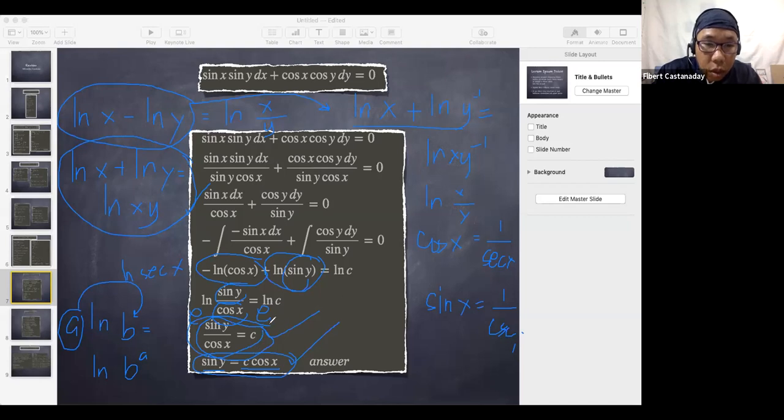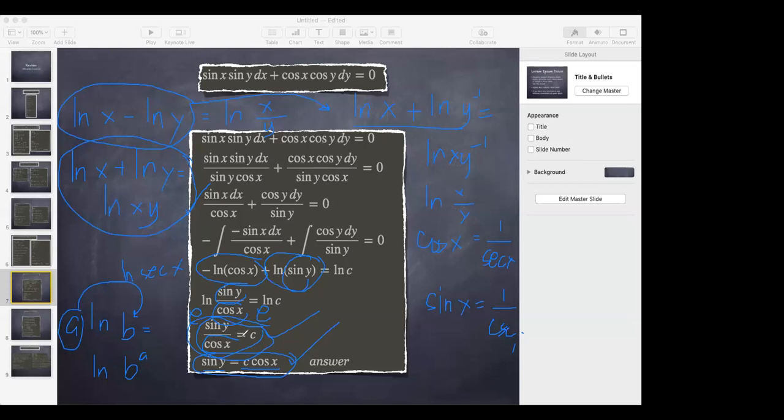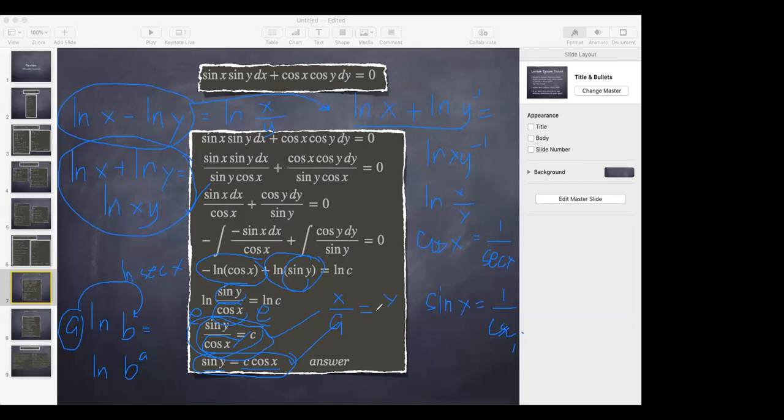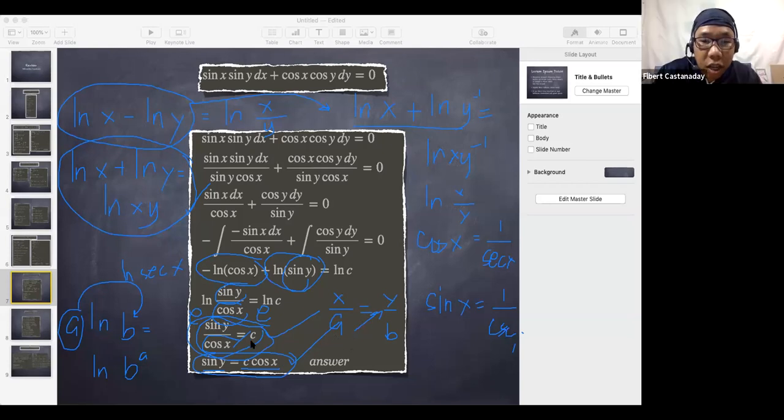So how can you be able to eliminate cosine of x here? By multiplying or by doing cross multiplication. Alam mo yun? Cross multiply. Pag nag-cross multiply ka, x over a equal to y over b. Cross multiply lang tayo, ganun lang yun. So kunyari c over 1 yan dyan, so 1 times sine of y. So ganun lang, parang isang line lang siya.